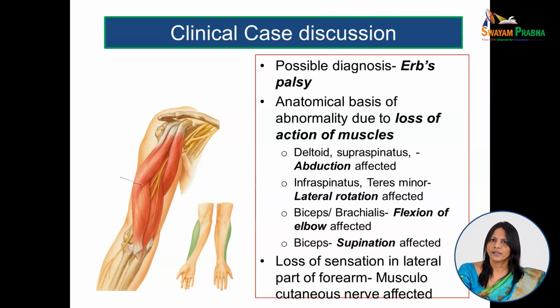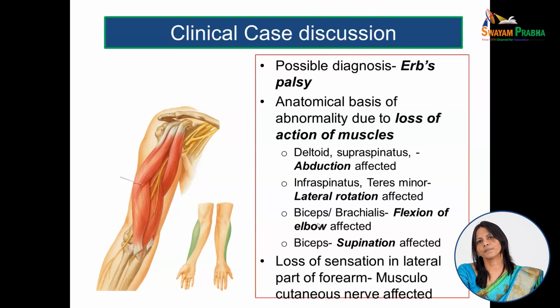So the deltoid supplied by the axillary nerve and the supraspinatus supplied by the suprascapular nerve, resulting in the position of the adducted hand because the abduction is affected. The infraspinatus supplied by the suprascapular nerve and the teres minor supplied by the axillary nerve together cause lateral rotation, and when that is affected, the arm is medially rotated.